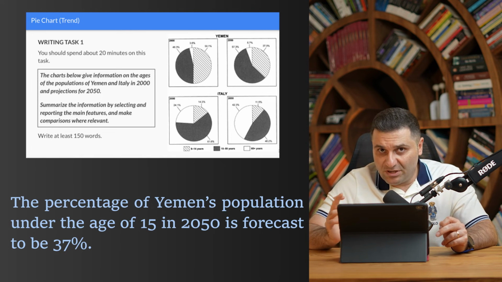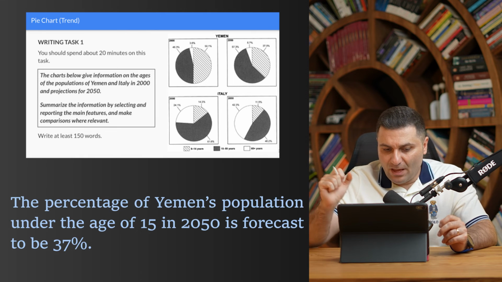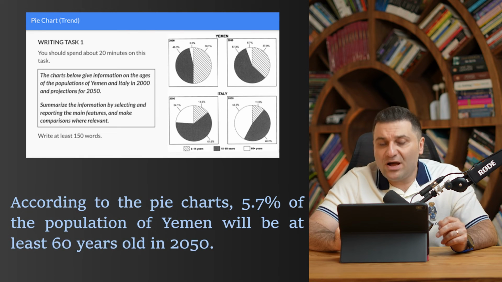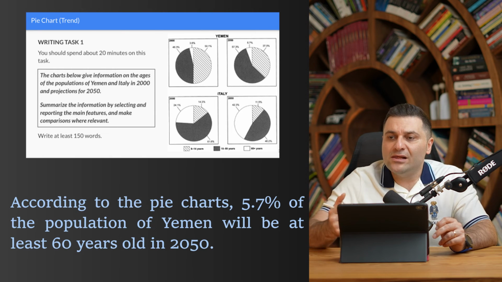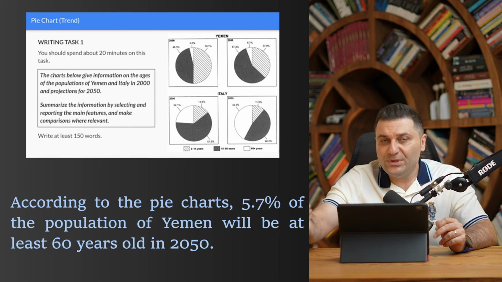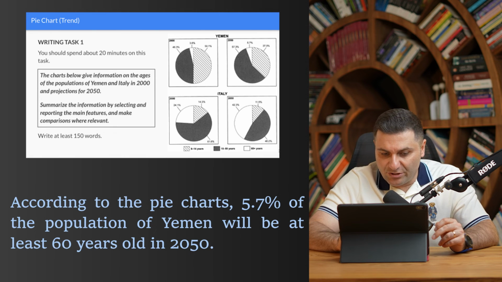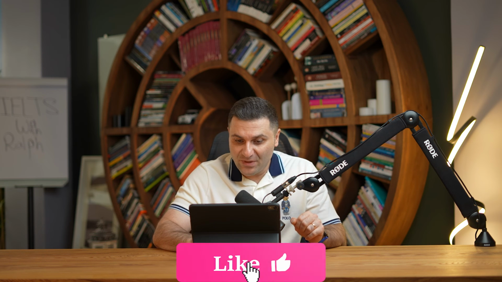Another sentence I'm going to use will be. According to the pie charts, 5.7% of the population of Yemen will be at least 60 years old in 2050. All right, that was all about, actually not all, we're going to work on future perfect tense too in our next part.